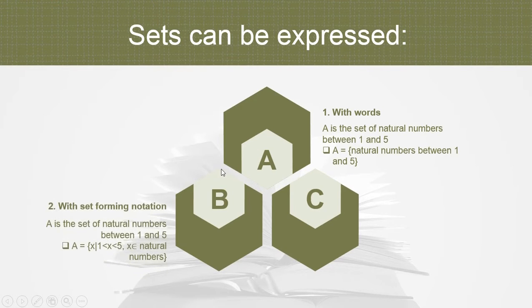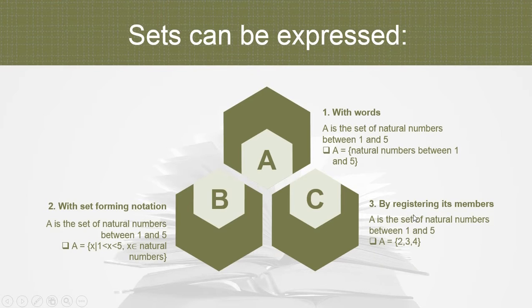Second, with set builder notation. Example, A is the set of natural numbers between 1 and 5. Write then, A equals {x | 1 < x < 5, where x is a member of the set of natural numbers}.